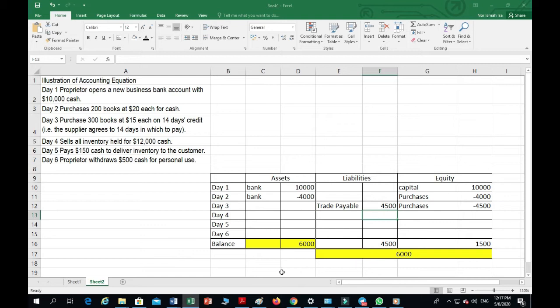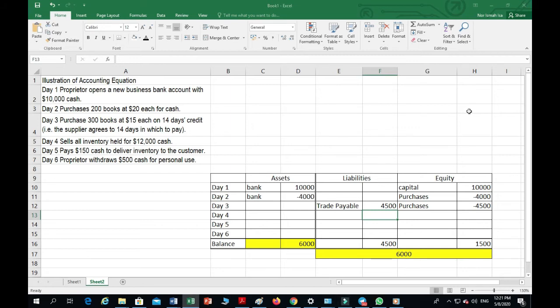So for the balance to date, we can see that the asset side remains the same at the previous amount of 6,000, whereas for the equity, the amount decreased to 1,500 and liability is increased by 4,500. So the total amount for liability and equity side is 6,000, which is similar to the asset part.